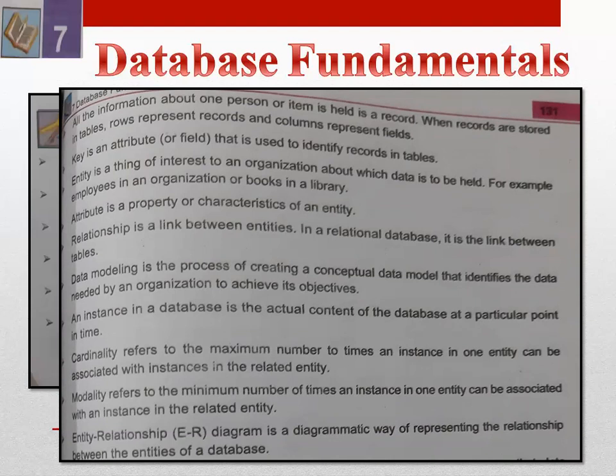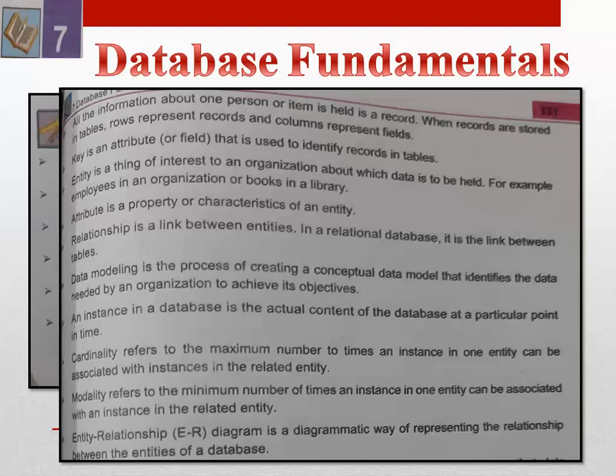Attribute is a property or characteristic of an entity. Relationship is a link between entities in a relational database. It is the link between tables. So a relationship is used to create the link between the tables.